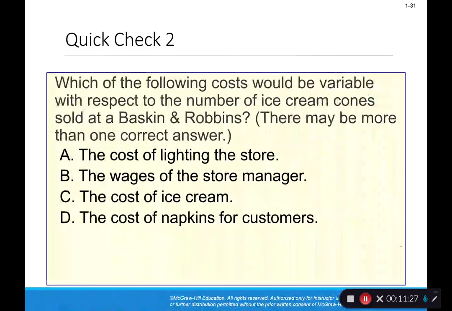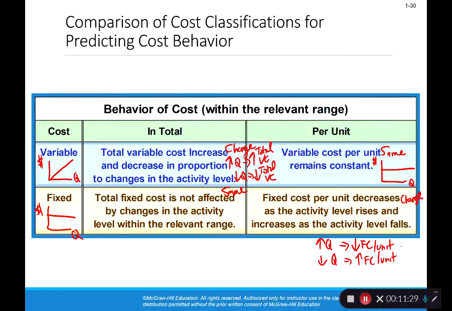Remember our all-you-can-eat buffet? The more I eat, quantity goes up, the lower my cost per bite. The less I eat, quantity goes down, the more I pay for a bite. And then the picture of that, remember, looked like this. It starts going down real fast and then kind of levels off.